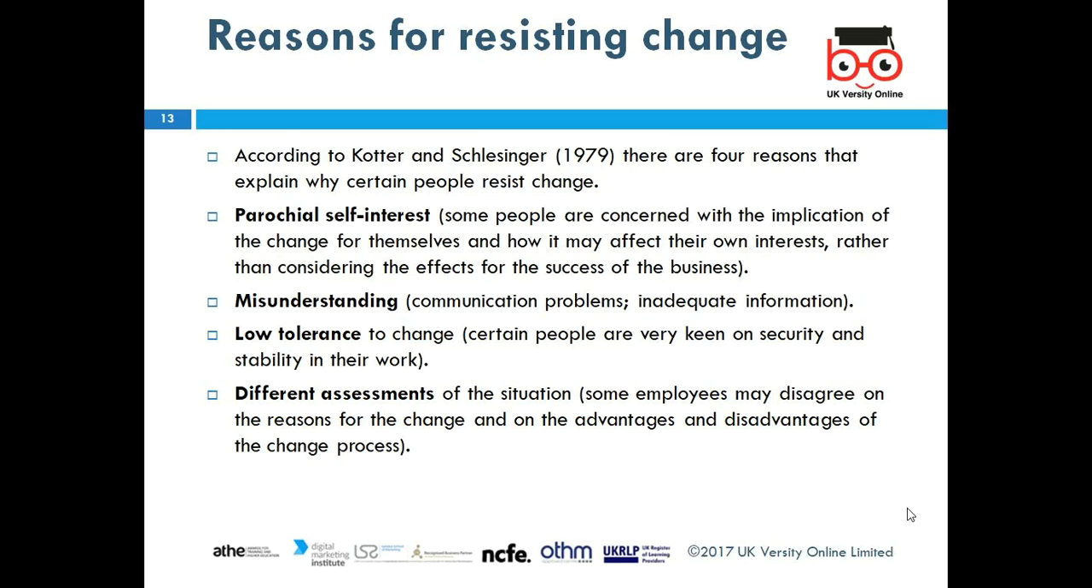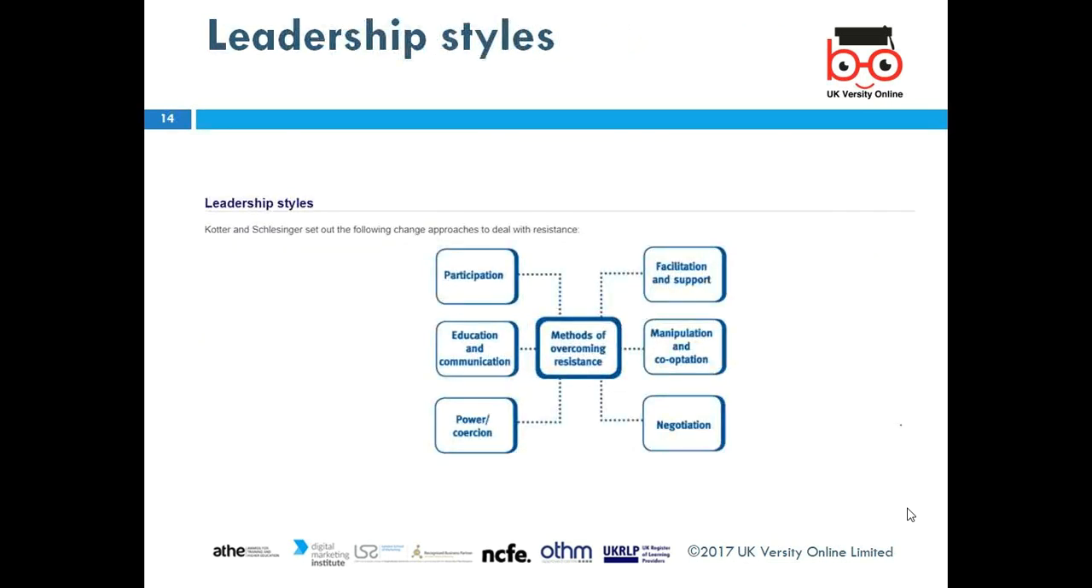Different assessment of the situation. Some employees may disagree. Some say teamwork is good, some say teamwork is bad. But we need to think about what it will bring as long-term innovation in our organization and reduced cost. Any question? No? Okay, please ask me if we have not covered any points.